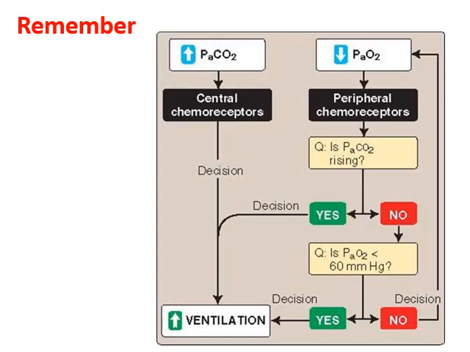Always remember that the increase in the hydrogen ion concentration is the main stimulus for the central chemoreceptors, yet they are stimulated indirectly by the increase in the partial pressure of carbon dioxide. On the other hand, the decrease in the partial pressure of oxygen, which is a state of hypoxia, is the main stimulus for the peripheral chemoreceptors.